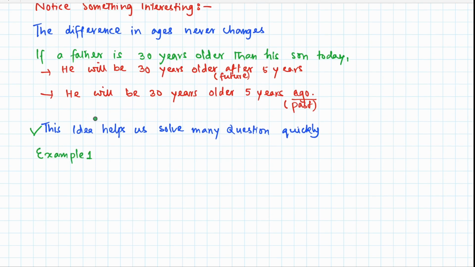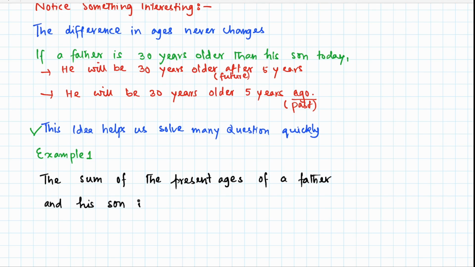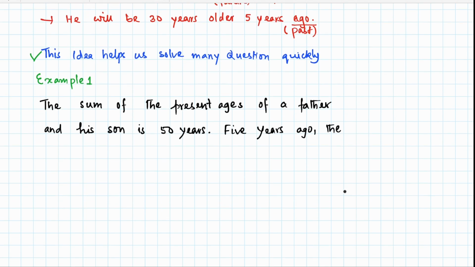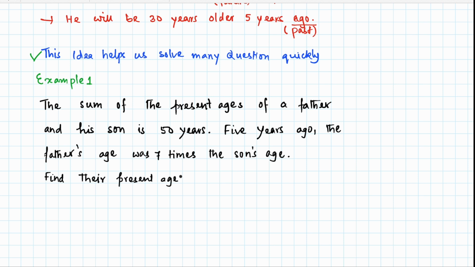Now we are taking an example. The sum of the present ages of a father and his son is 50 years. 5 years ago, the father's age was 7 times the son's age. Find their present ages.